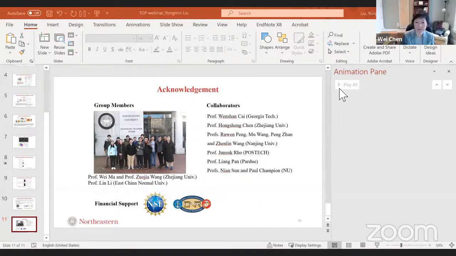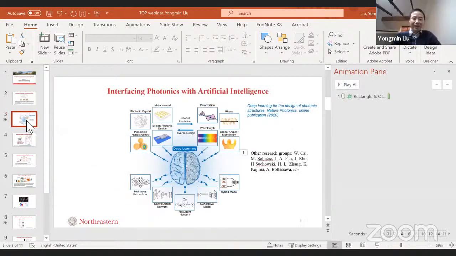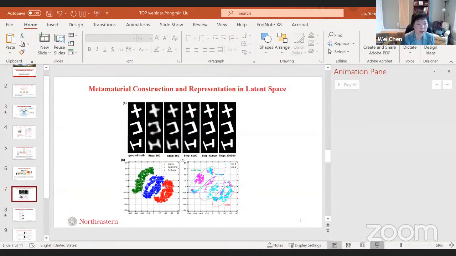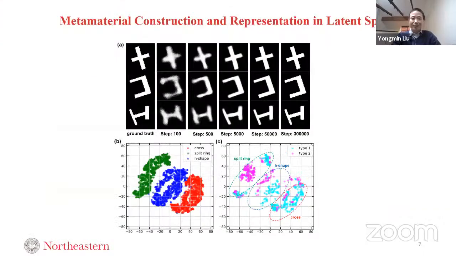Okay, so the question from Muhammad is, how can you ensure that the structure generated by the decoder is feasible with no discontinuities? This is a good question. I'm not so sure what you mean by the discontinuity? For example, the structure may be disjoint so that it cannot be fabricated, say, by additive manufacturing.